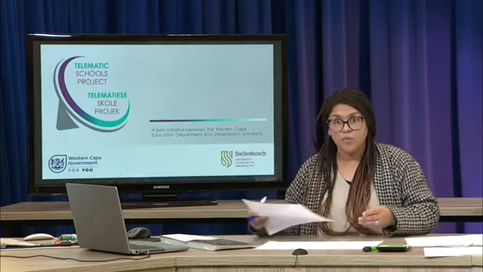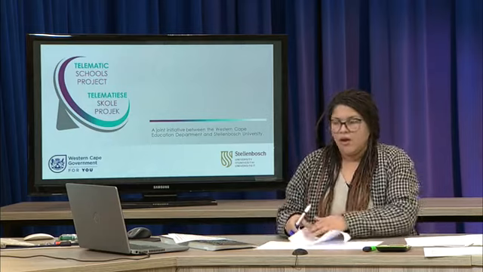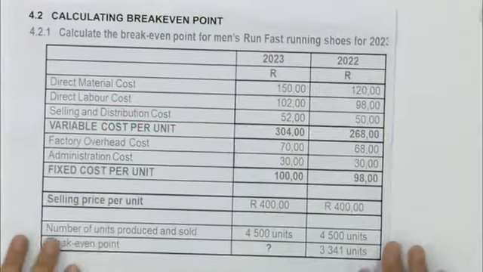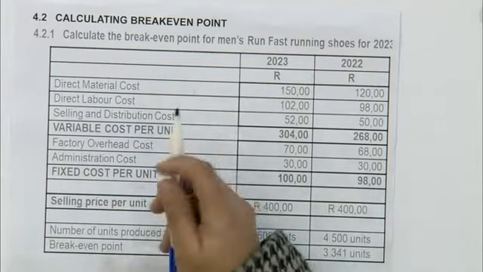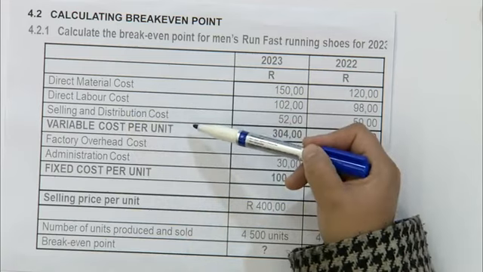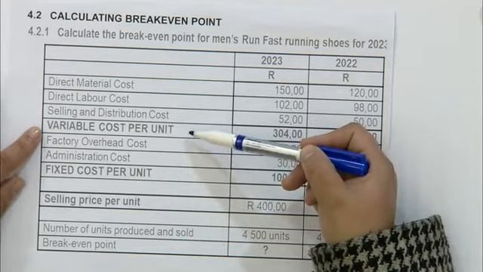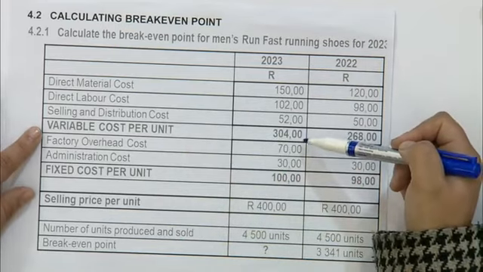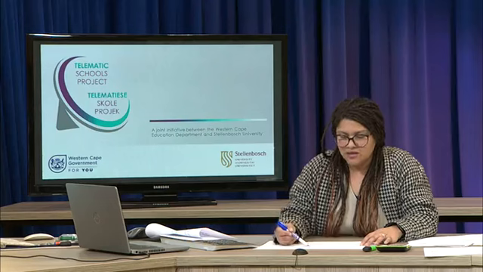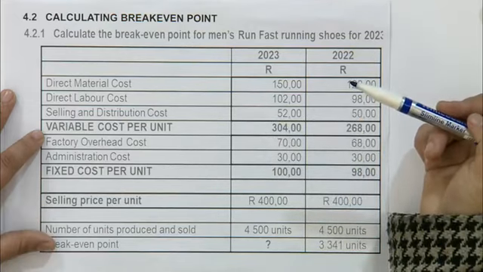Calculating break-even point. Okay, so let's calculate the break-even point. Cool, so what is the information that they are giving us? This is the information that they give us. They give us our direct material, direct labor, selling and distribution costs. We know that these costs amount to our variable costs. They're very nice to show you that it's variable cost, but you need to know that these three costs over there, direct labor, direct material, and selling and distribution, are variable costs.